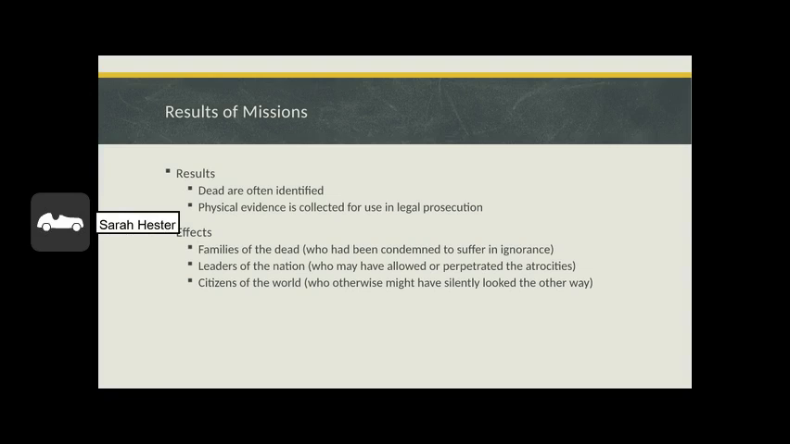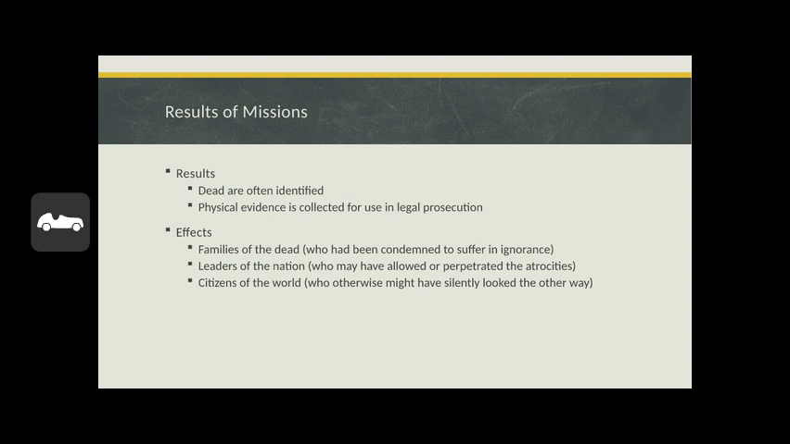To summarize, these missions truly have an impact on both local communities and just modern society as a whole. The dead are often identified, bringing closure to families and friends, and the physical evidence is often used in legal prosecution against the perpetrators of such abhorrent acts.